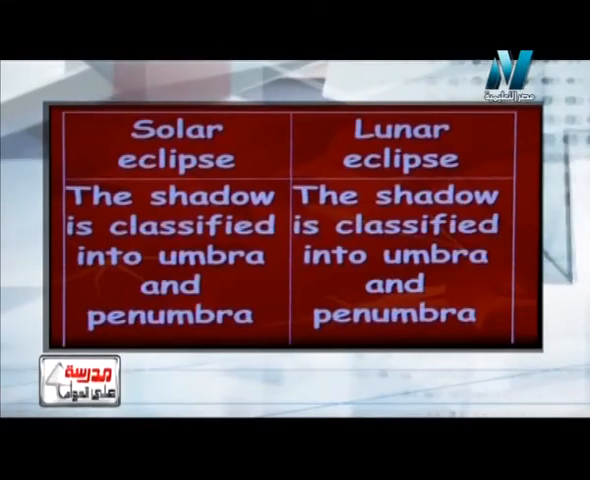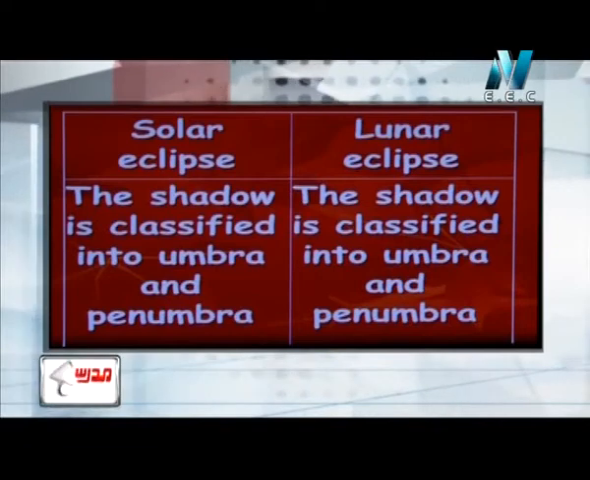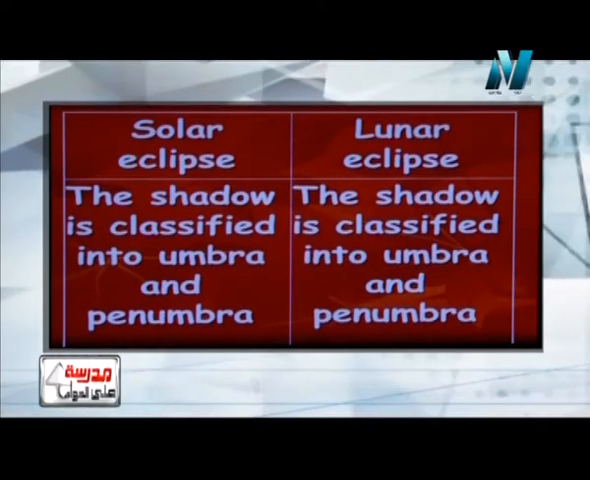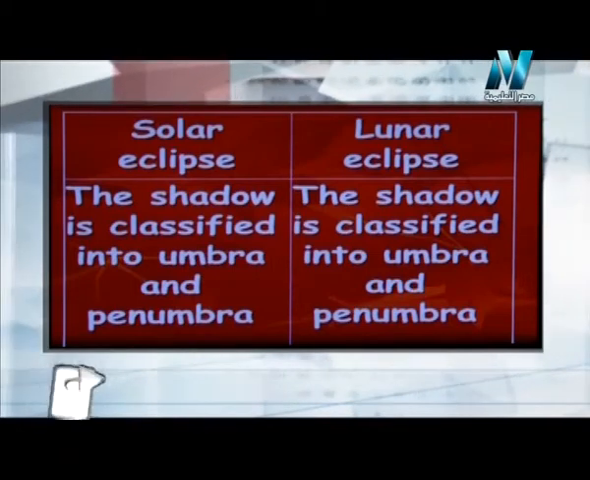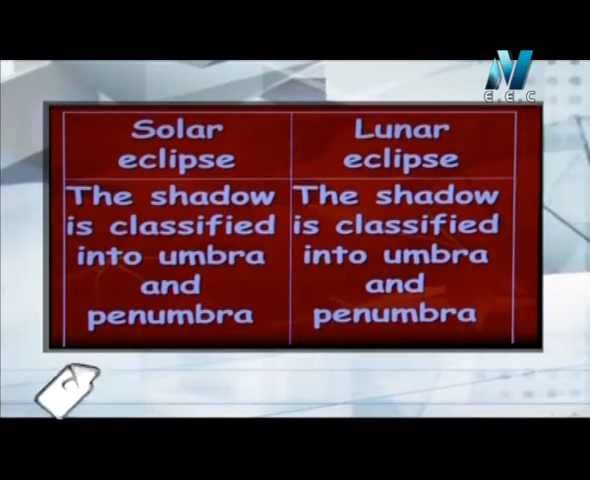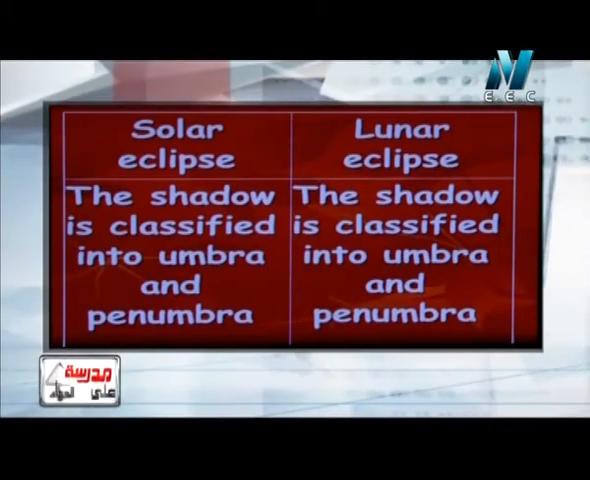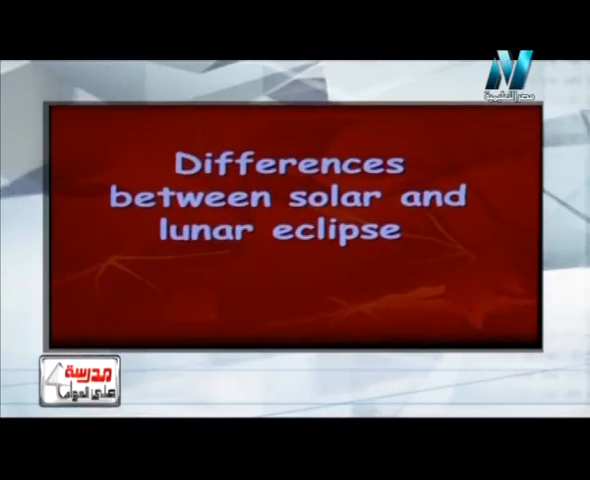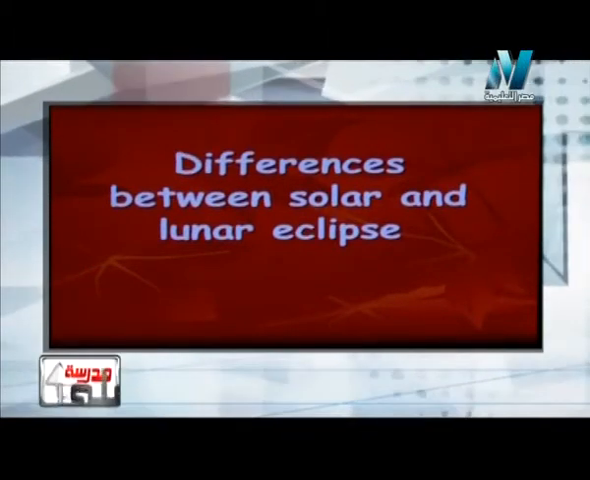Okay, another point of comparison. In solar eclipse, the shadow is classified into umbra and penumbra. But what about lunar? I have two shadows also, which are umbra and penumbra. Again, the shadow is classified into umbra and penumbra. So what about the difference between solar and lunar? I have made a difference between them.